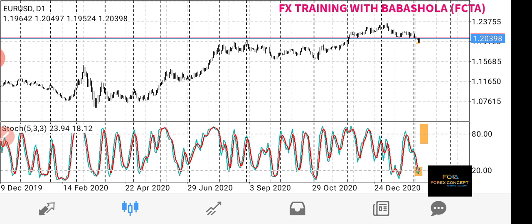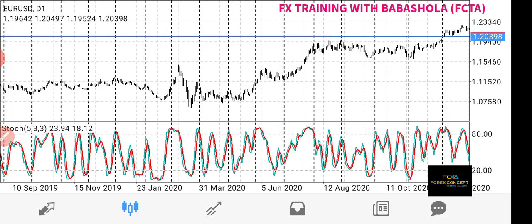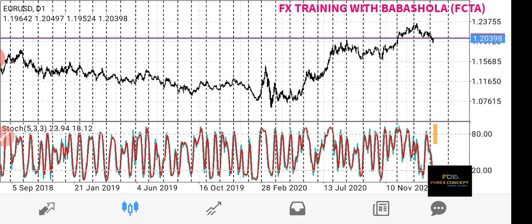This is the last analysis for this week. I've analyzed NZD USD. I've analyzed GBP USD. Now I'm going to analyze Euro USD for you, and I'm sure this is a trade that you are going to learn a lot from. So what do we have on Euro USD?